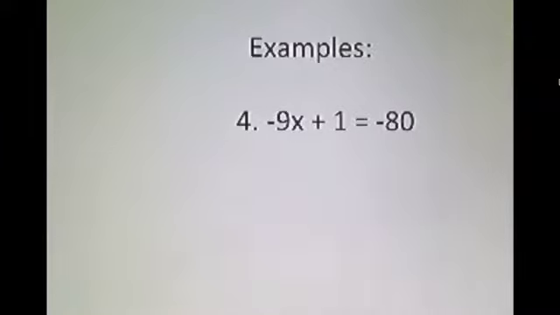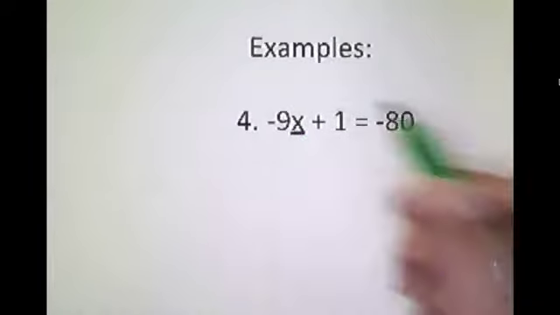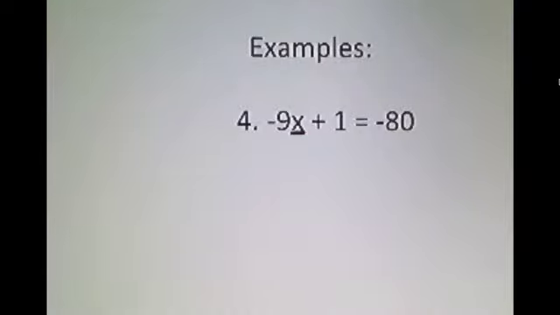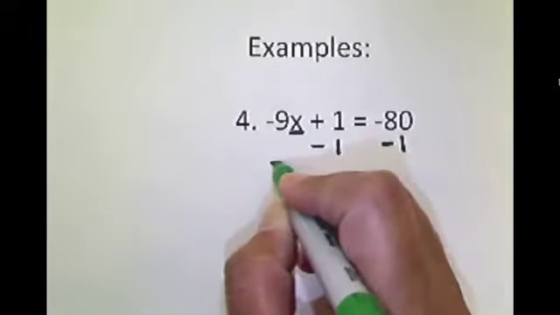So let's look at the first example. Notice the x is my unknown, my variable. I have a -9 and a +1 on the same side with that x. The first thing I want to do is get rid of anything that is added or subtracted. So I'm going to get rid of the +1. I want to remove that from the left side. Whatever you do to the left side, you have to do to the right side so the equation will stay balanced. So we are going to subtract 1 from both sides.